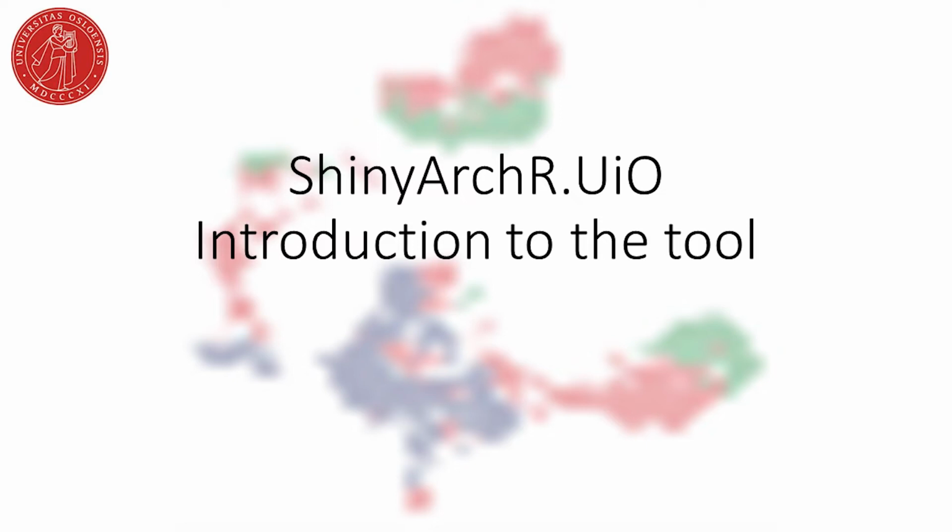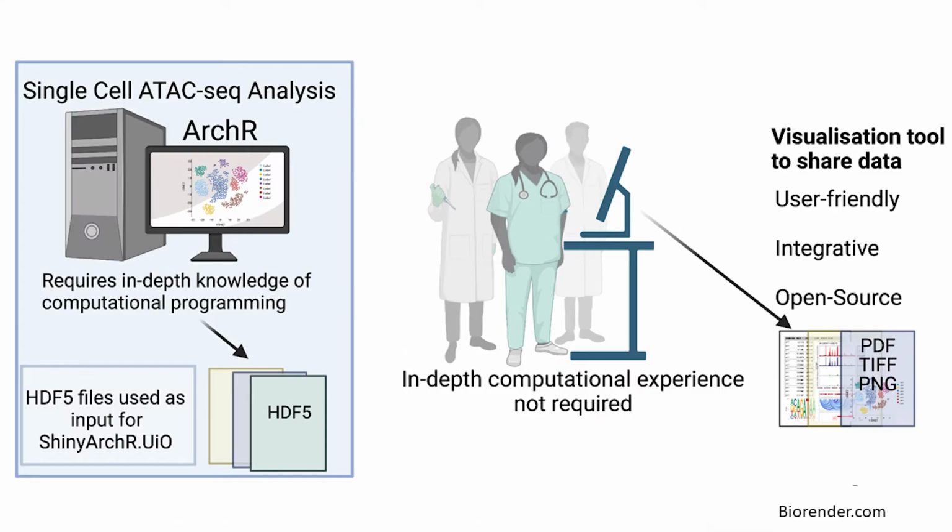We have developed ShinyArchR.UiO, an R-based Shiny app that facilitates accessibility and visualization of single-cell assay for transposase-accessible chromatin sequencing data in a user-friendly, interactive, and open-source web interface. Here we present ShinyArchR.UiO with an example single-cell ATAC-seq dataset for hematopoietic cells.